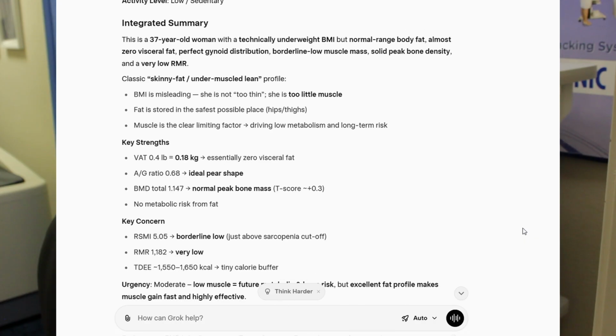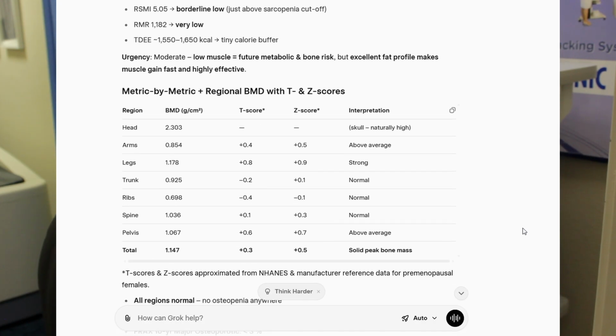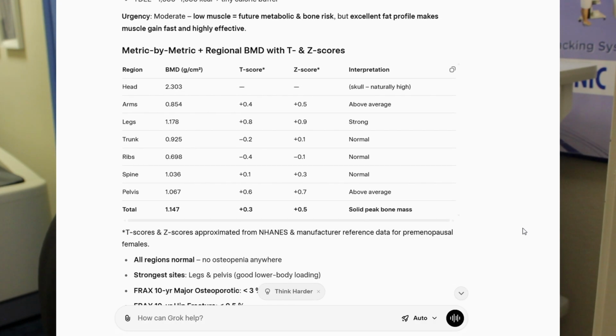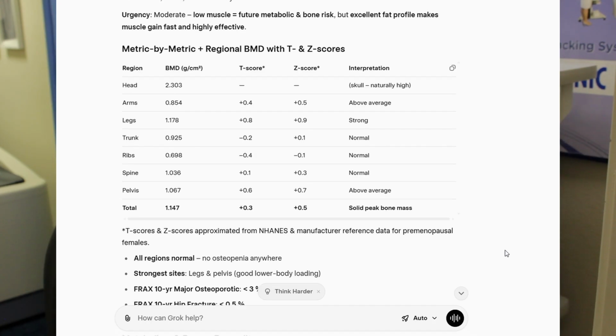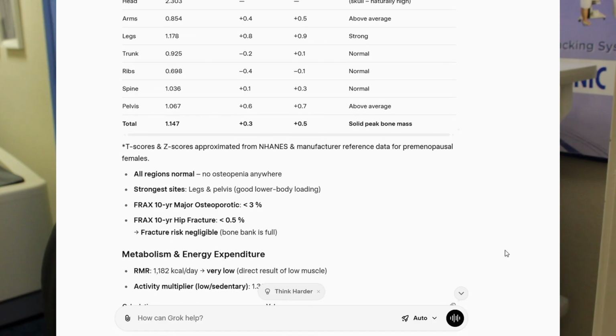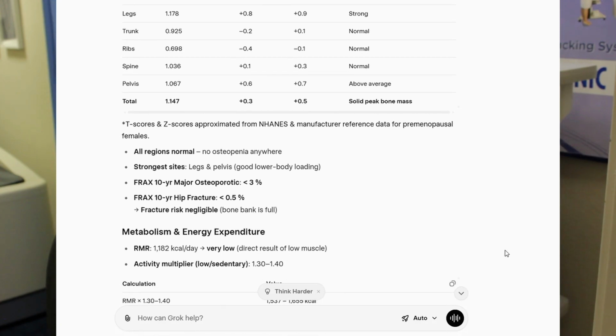So you can see that's really good. It's a summary up front, then it's going metric by metric. With the bone mineral density, it's above average, strong, normal. Her total solid peak bone density, very good. So you can see very good bone density.